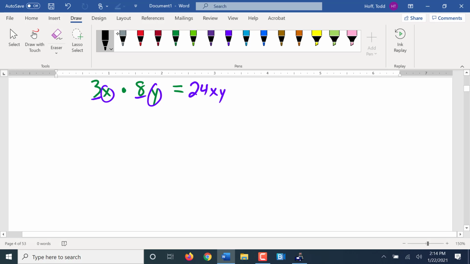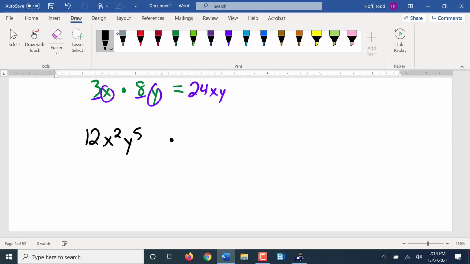If we have more than one name, we might have 12x squared y to the 5th times 3x to the 4th y. First of all, this y here has a power of 1. We don't write it, but it's there. Do you remember how we combine powers?